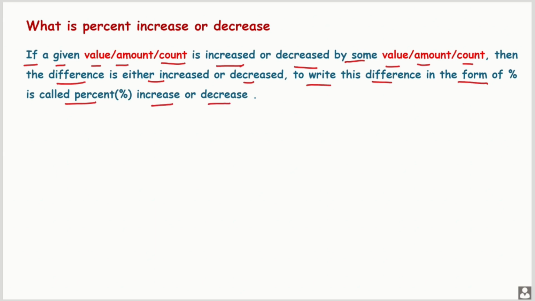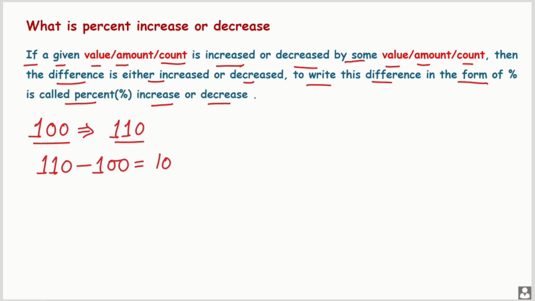For example, if we are given with the value 100, now after some change the value become 110. So what is the difference between these two values? 110 minus 100, which will give us 10. Now how we can write this 10 in the form of percent? So 10 over 100, because the 100 is the base value or first value which we were given with.